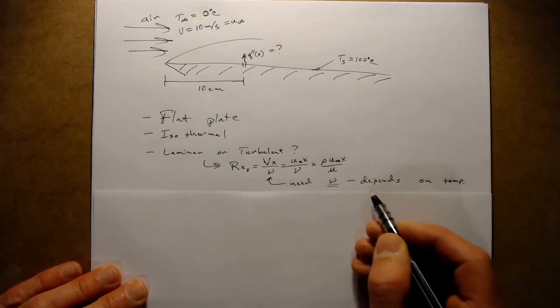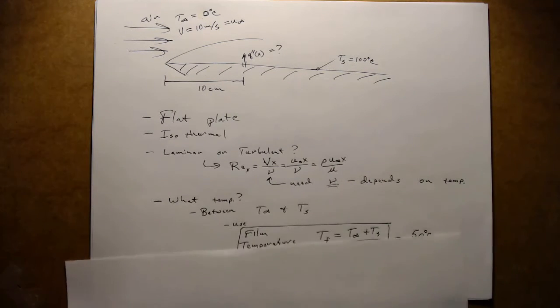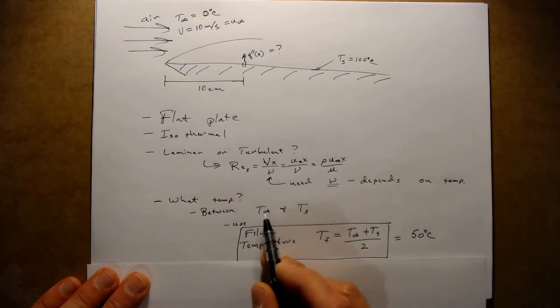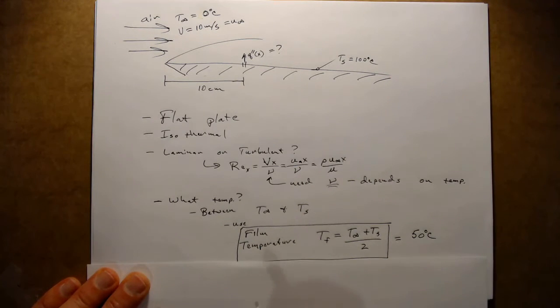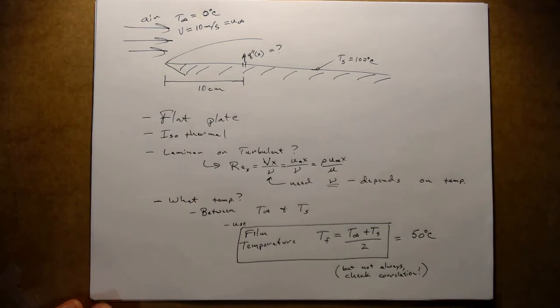So again, we need to decide what temperature we want to use to evaluate the kinematic viscosity. Well, as we said before, that temperature is going to be somewhere between the free stream temperature and the surface temperature. And so usually we use the film temperature, this T_F or T film, which is the average between the free stream and the surface. So in our case, it's the average between 100 and 0, or it's 50 degrees Celsius. But that's not always the case. So what I want to caution you is always check the correlation that you're using.